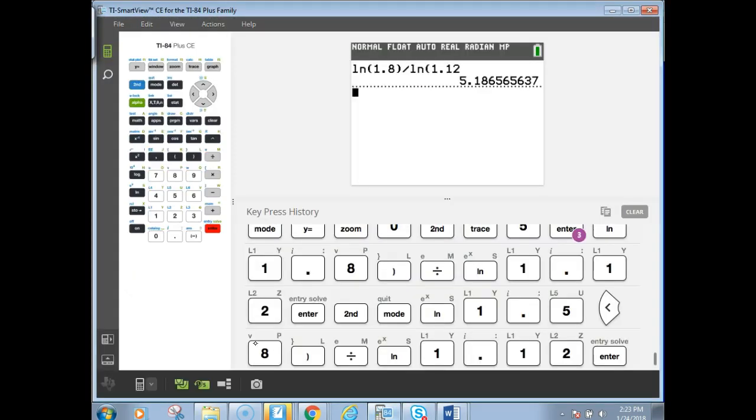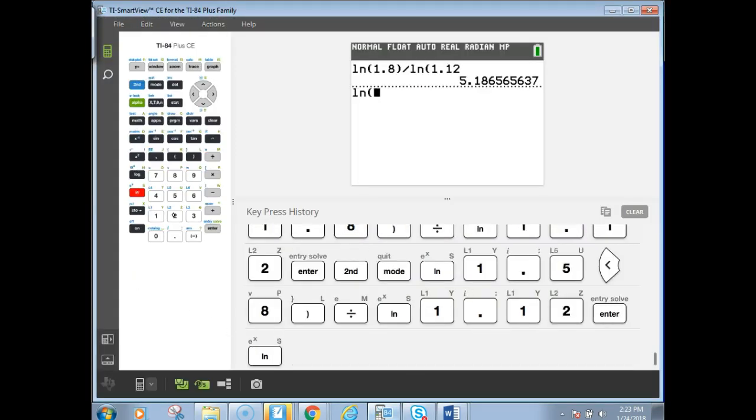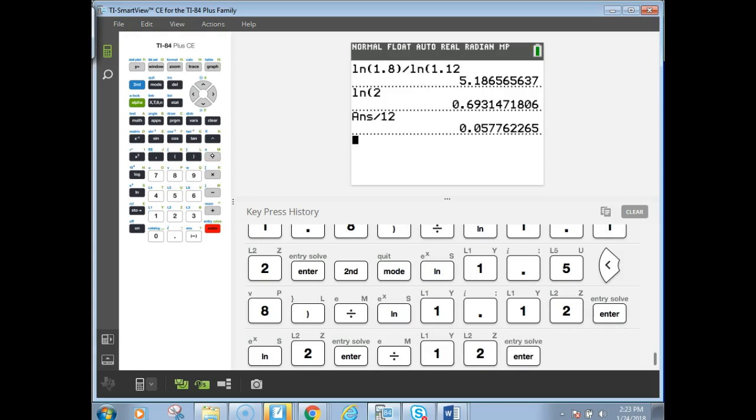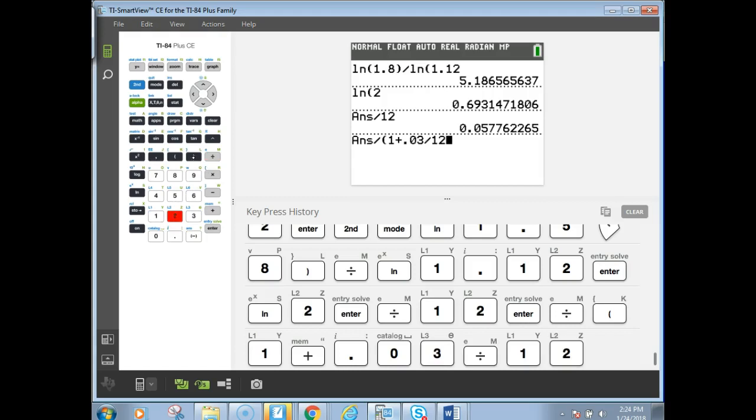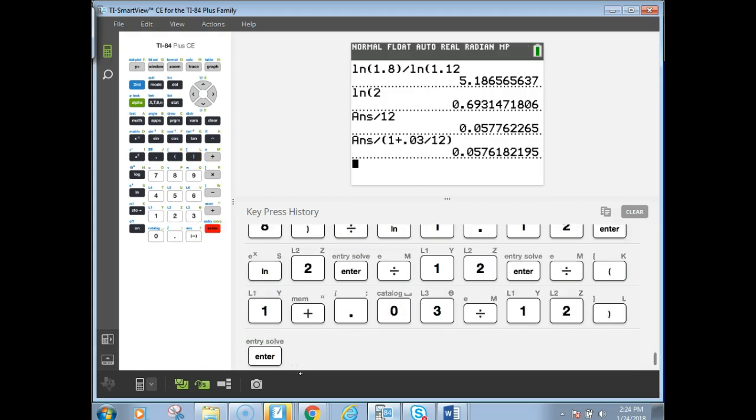Okay, so you guys go for it. Natural log of 2. I'm going to do it on the calculator without using the grapher. See if we get the same answer. Divided by, what was that rate? And it's 1 plus 0.03 divided by 12, right? Okay. Did you get? Oh, I think I typed something wrong. I definitely typed something wrong.